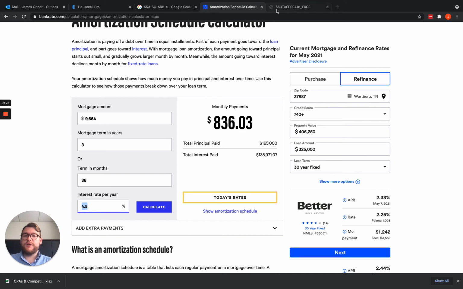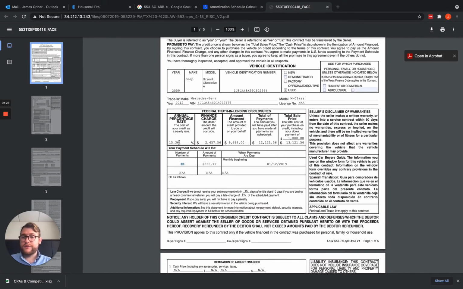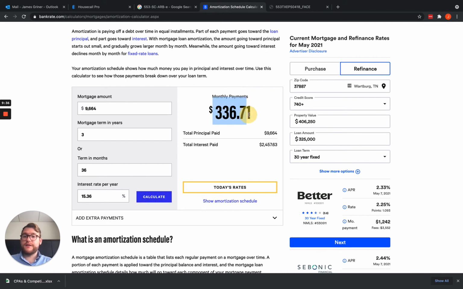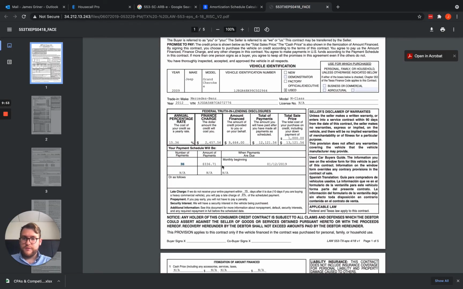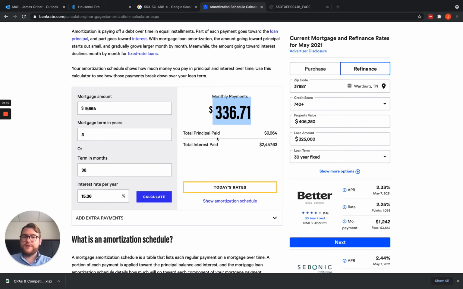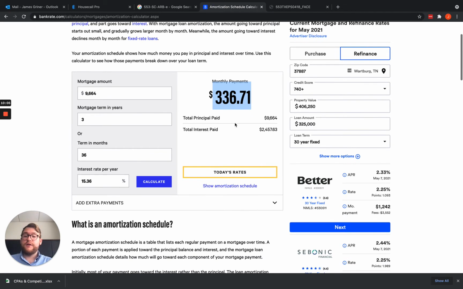Then we're going to go ahead and put in our interest rate. Interest rate again is that 15.36%, and we're going to calculate there. Now this one is going to get us more accurate. Generally a mortgage calculator will be more accurate than an auto loan calculator. Why, I don't know. That's just how Bankrate works. But if we look at this, it's coming out to $336.71, which is the exact same amount in payment. So we have no discrepancy there, unlike the 29-cent discrepancy that we had on the auto loan.